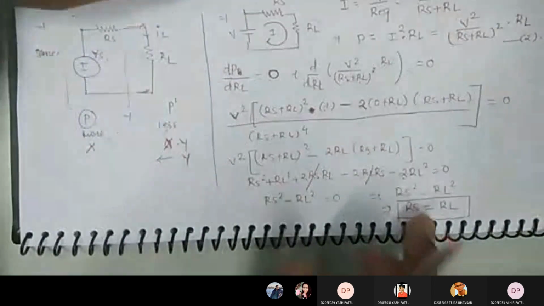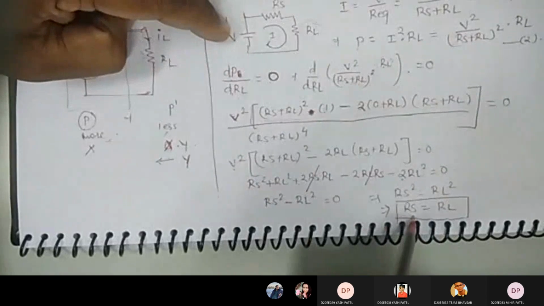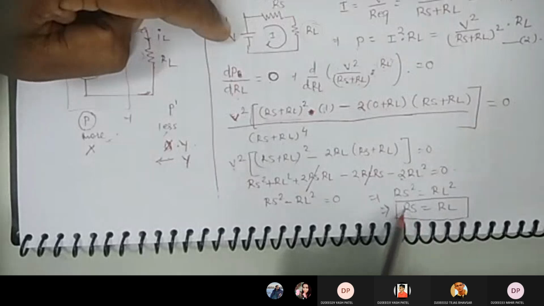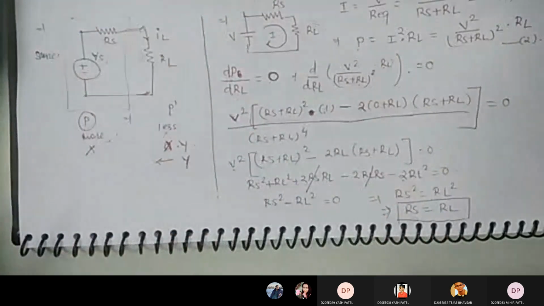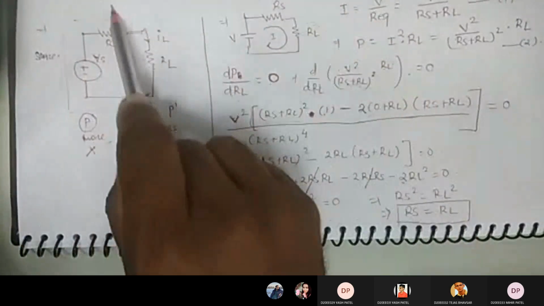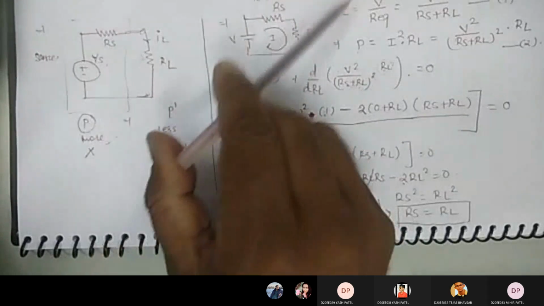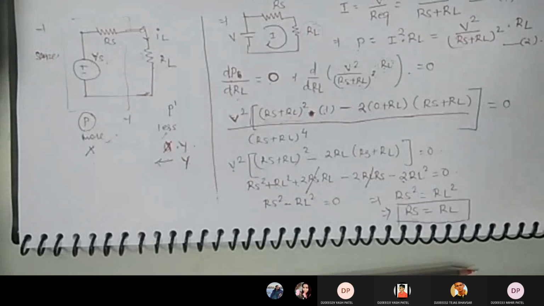What are RS and RL in our circuit? These two. What does that mean? When your load resistance becomes equal to your source resistance, you will have the maximum amount of power. Our statement was: maximum power transferred from the source to the load will occur when load resistance is equal to source resistance. We have derived this. Write this down in your notes, because it is an important theory.